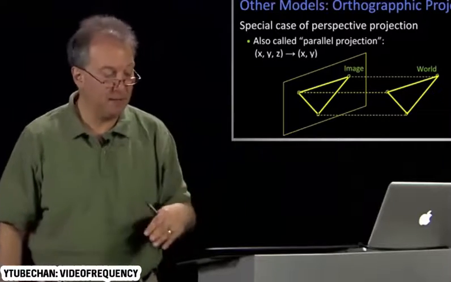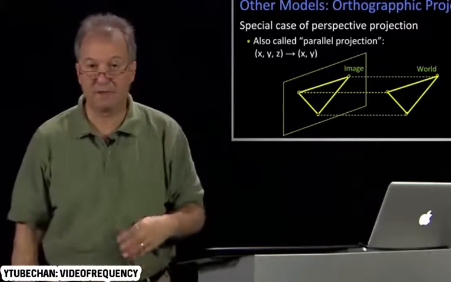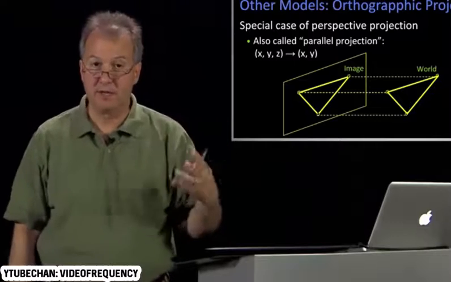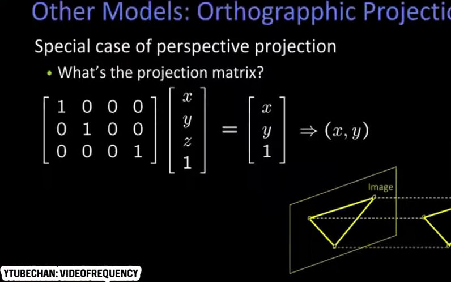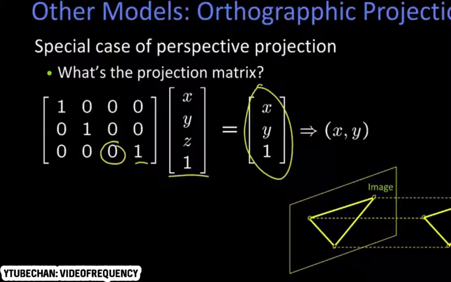And since I said it was a special case of perspective projection, there must be a matrix operation that would recover it, and here it is. And you'll notice now that this value is 0, okay? And this value is 1. So xyz1, the matrix just equals xy1, and when you divide out by the 1, you just get the xy.